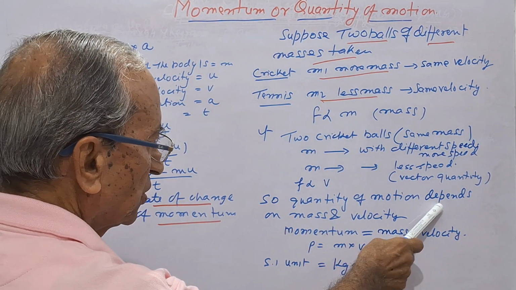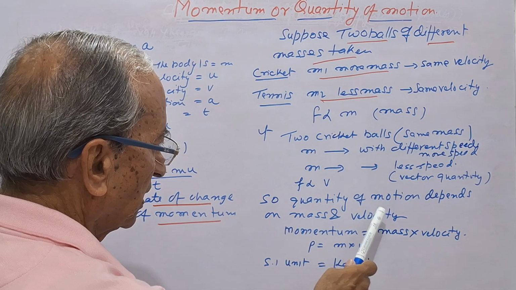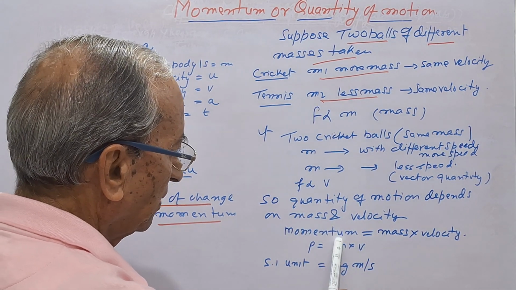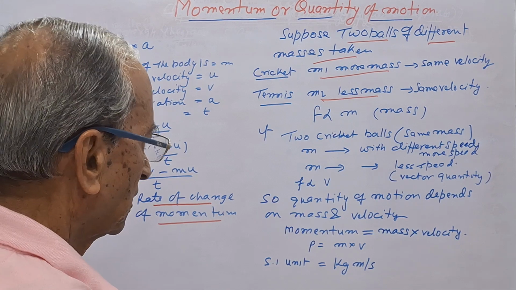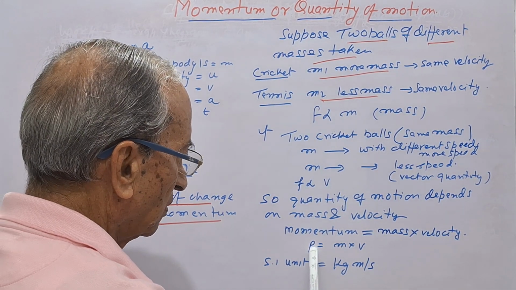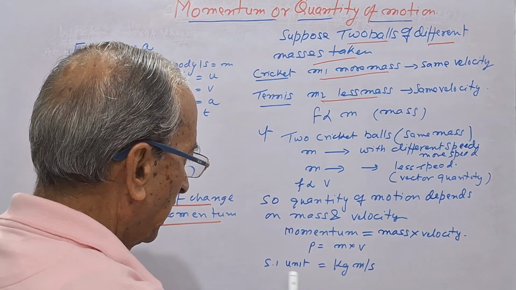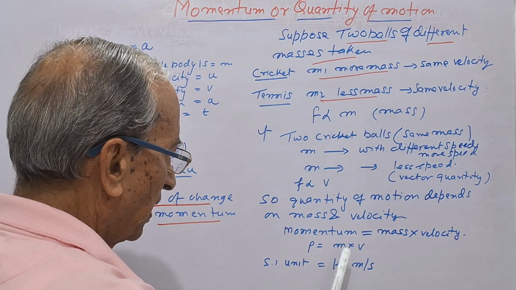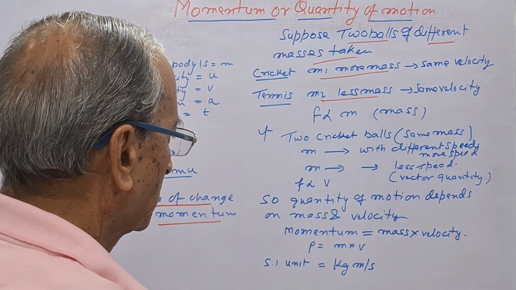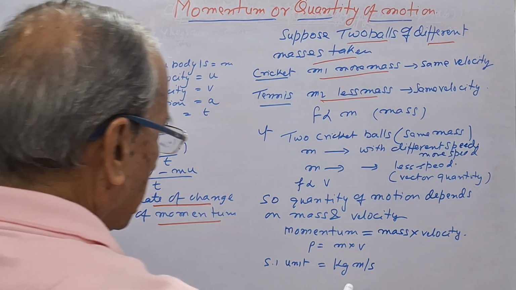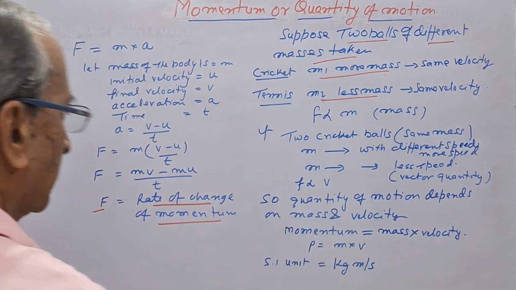So quantity of motion depends on the mass and the velocity. That is, momentum is equal to mass into velocity. Momentum is equal to mass into velocity, and the SI unit: mass is in kg, velocity is in meters per second. So the SI unit of momentum is kg meter per second.